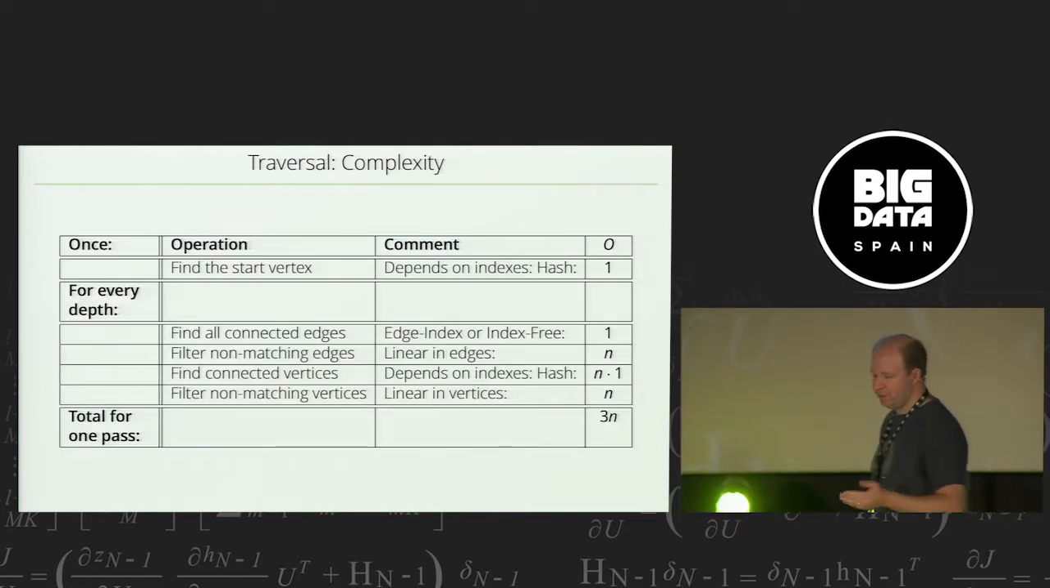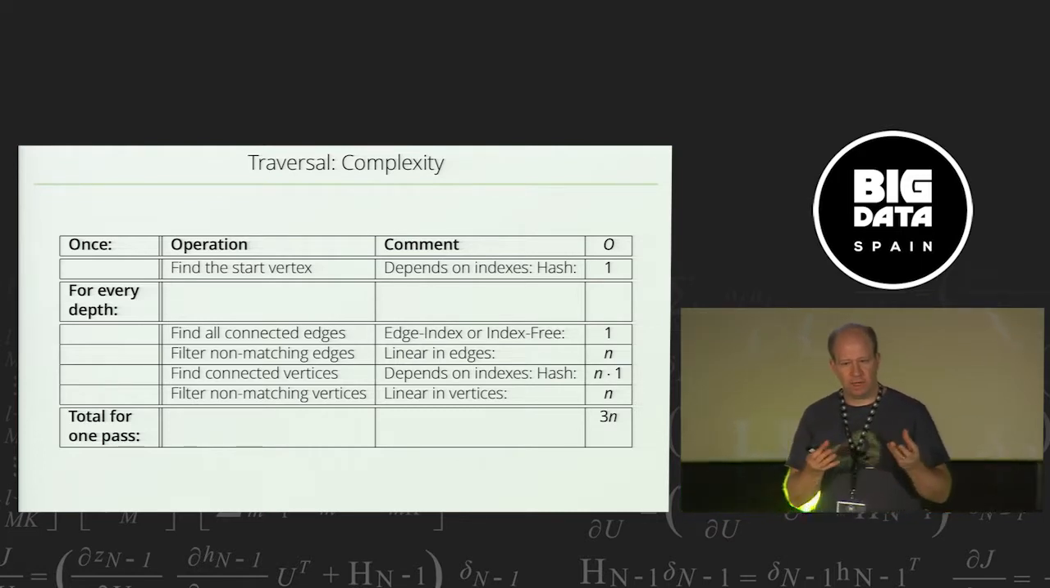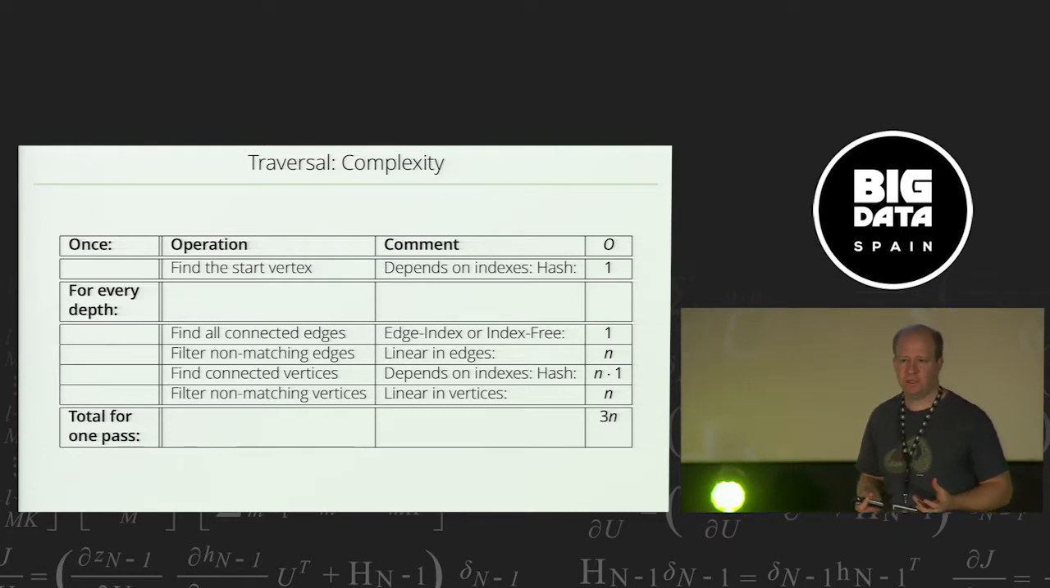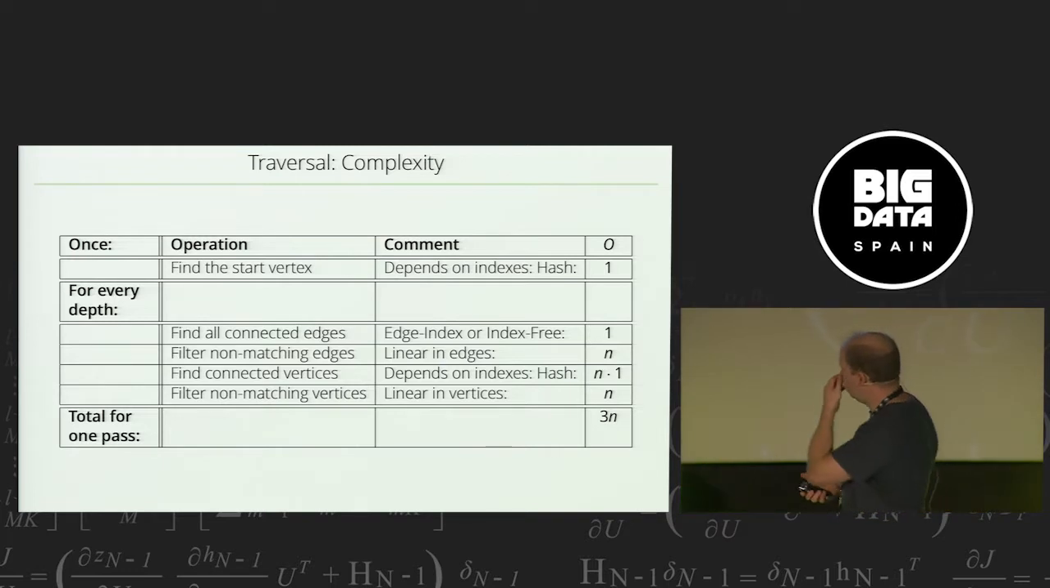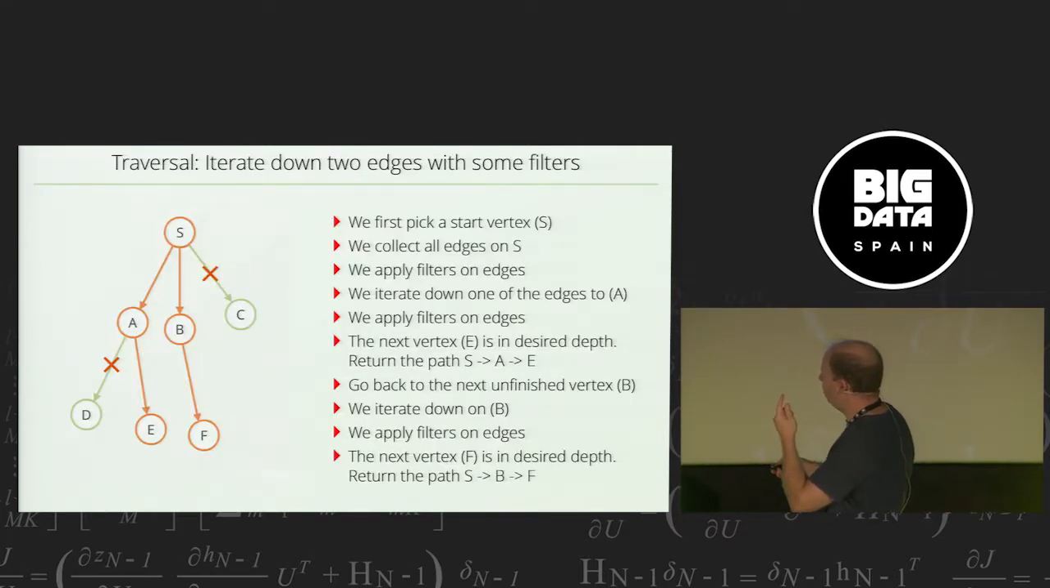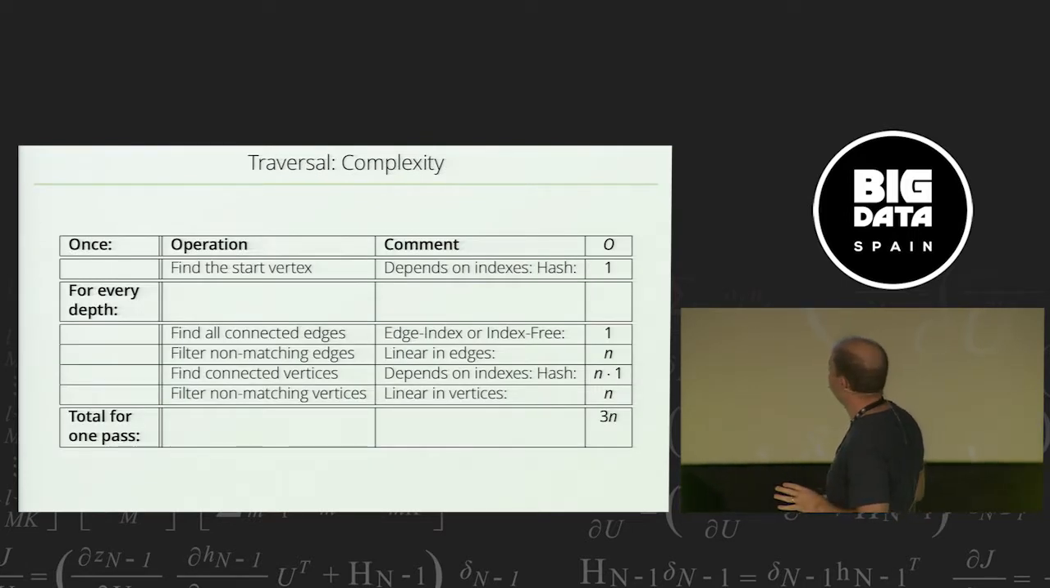Let's analyze this a bit and let's see how long things take and what kind of crucial operations are necessary for graph databases. So let's look at one of these steps. We are somewhere, we look for the neighbors. So what is the ingredient to do here?